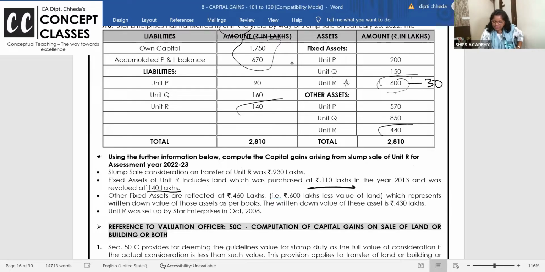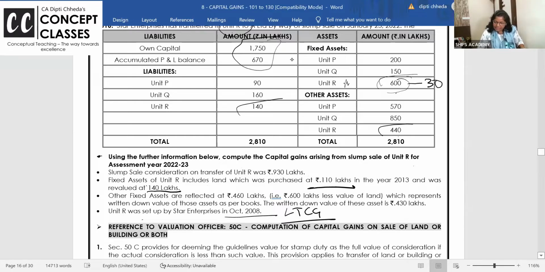600 lakhs less the value of land. Okay. So other fixed assets are reflected at 460. Ye other fixed assets. 600 lakhs less the value of the land, which represents WDV of other assets, and WDV is 430. Okay. So now which, and unit R was set up in October 2008. So October 2008, say you have set up this unit, you are having this asset, means definitely the capital gain which will come will be treated as what? Long term. Okay, this point, if not clear, then let us read it.